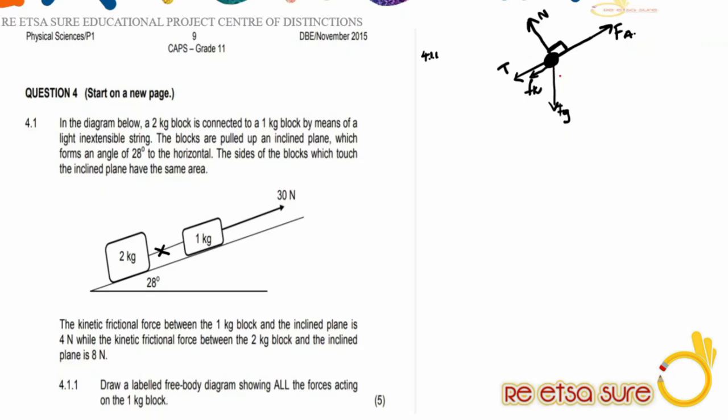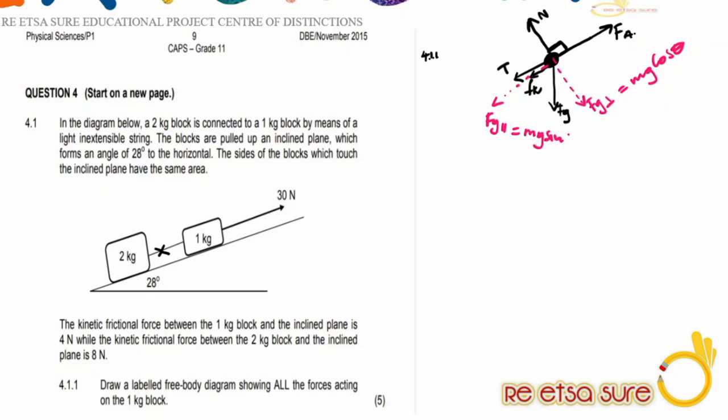So let me show you. Instead of drawing my Fg in this situation, I can just resolve my Fg into components, meaning here I'll be having Fg perpendicular, which is equivalent to mg cos theta. Please, my beautiful learners. And then I will also have Fg parallel, which is equivalent to mg sin theta.